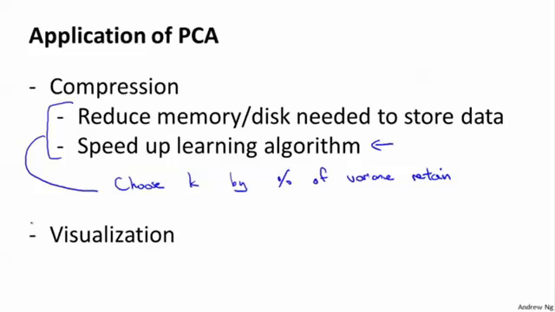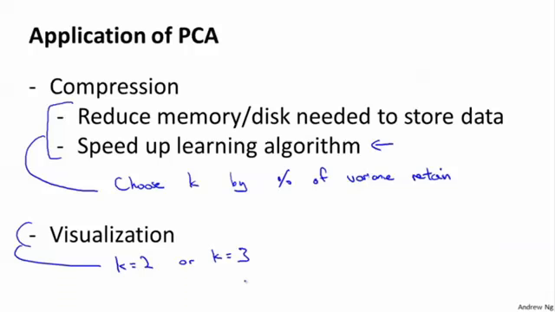Whereas for visualization applications, usually we know how to plot only two-dimensional data or three-dimensional data. And so for visualization applications, we would usually choose K equals 2 or K equals 3 because we can plot only 2D and 3D data sets. So that summarizes the main applications of PCA, as well as how to choose the value of K for these different applications.